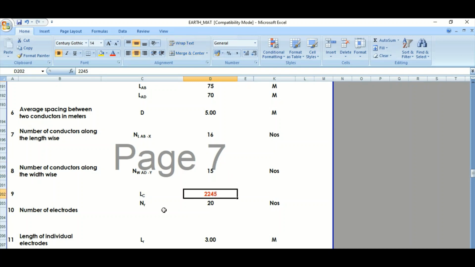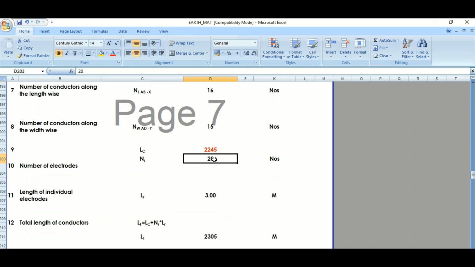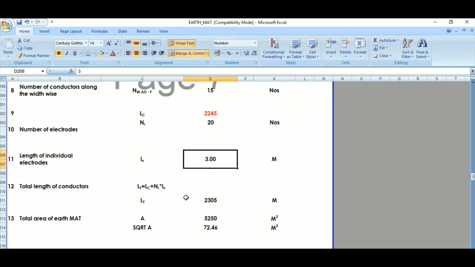And based on this is the LC and NR. Number of electrode is 20, considered 3 meter length electrode. And LR is calculated, and here this LT equals to LC plus NR into LR. Total length of conductors is calculated. This is also as per the IEEE 80. And total area of earth mat is 5250 square meter. From here we can see the square root of A, which is 72.46 meter.